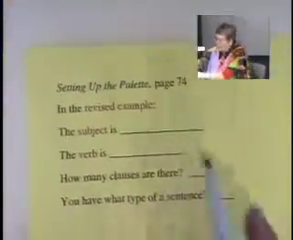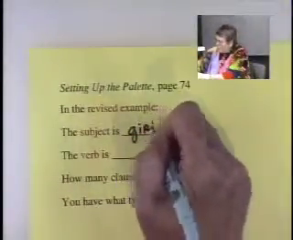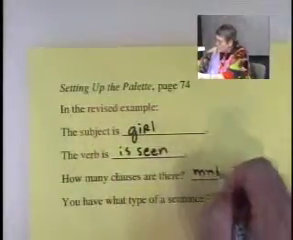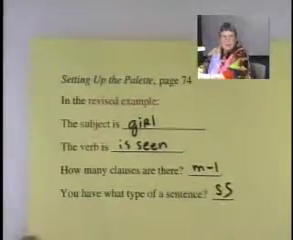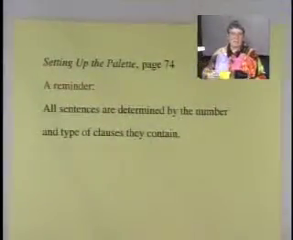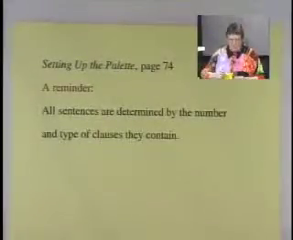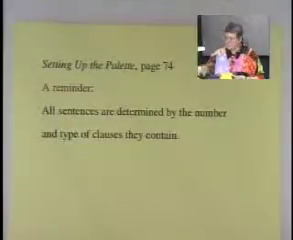So in that revised example, Pippa said, let's just take a little look at this for a minute, that the subject was girl, that the verb was is seen, fill that in if you would, that you had just one main clause, and as a result, you had a simple sentence. So you can't determine the kind of sentence you're looking at by the length. You have to determine it by the number and type of clauses they contain, and I would ask you to highlight that and remind yourself to memorize it. All sentences without exception are determined by the number and type of clauses they contain.